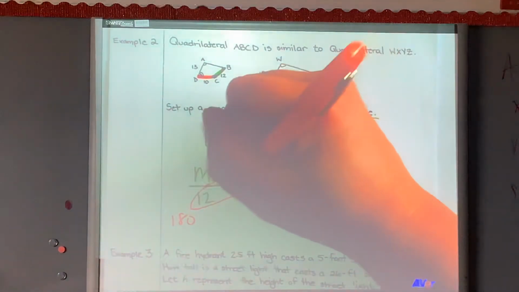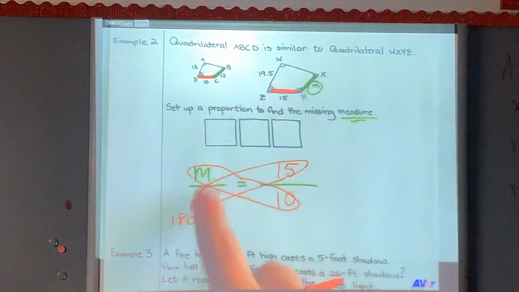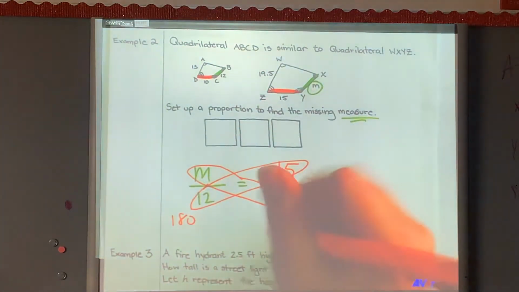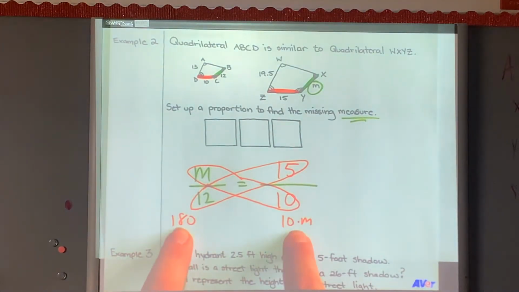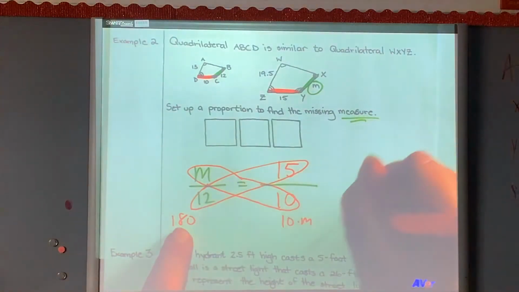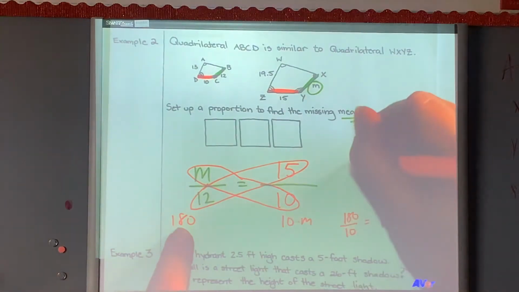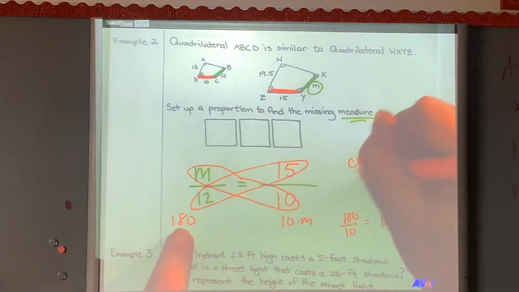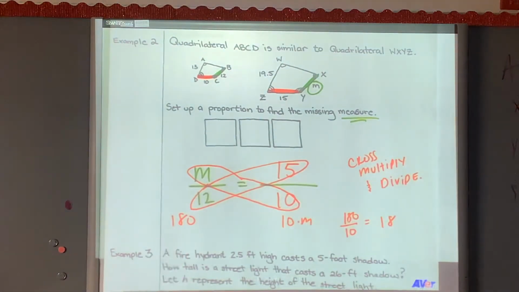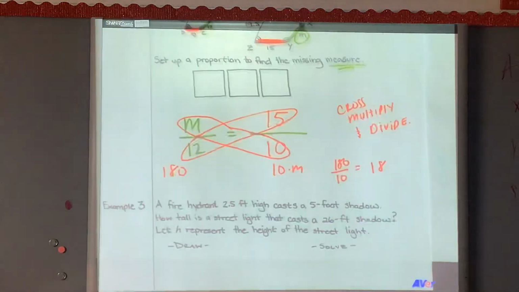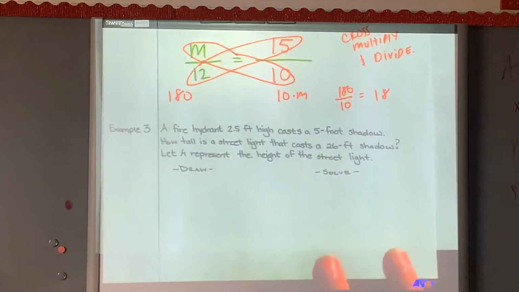And we cannot cross multiply these two because M and 10 multiplied to each other just make 10 times M, or 10M. So if these two are supposed to be equal, the next step that I would do is divide. 180 divided by 10 equals 18. So at this point, I would cross multiply and then divide. You might remember these steps from earlier versions of this stuff in your math classes.